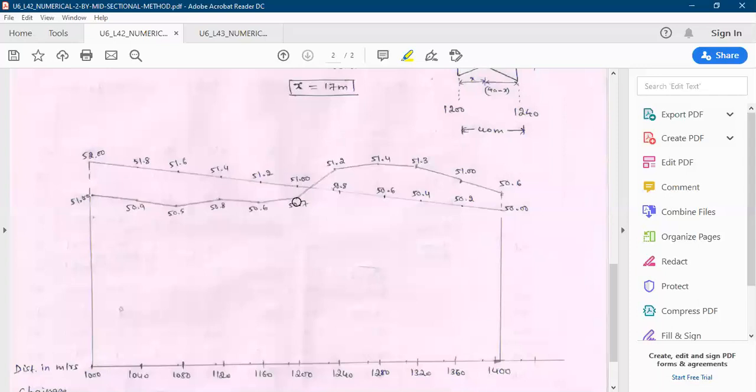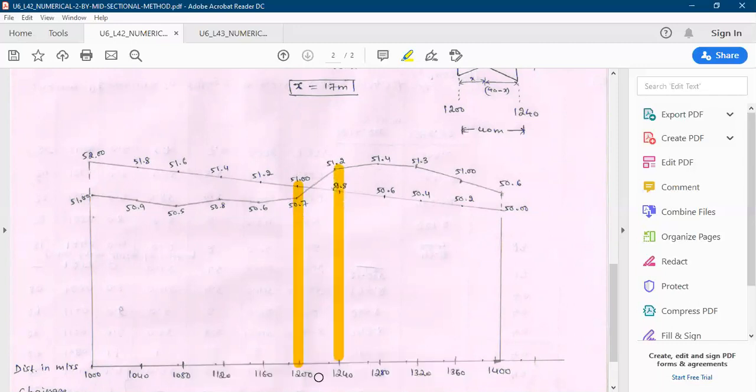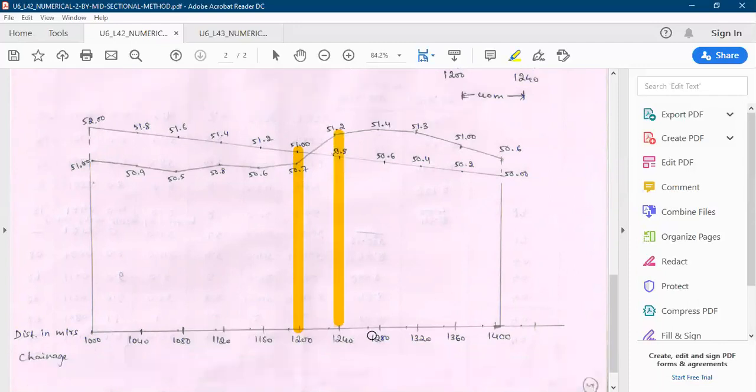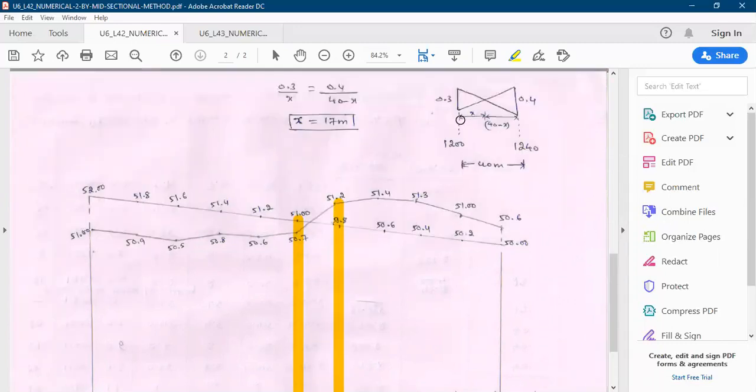Right, station number at this station and at this station, where chainage distance 1200 to 1240 between these two stations. So we are getting both cutting and filling. Right, here you have to decide how much portion is coming in filling and remaining how much portion is coming in cutting.